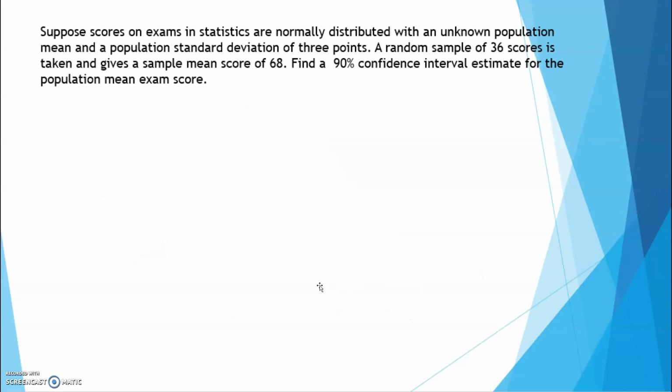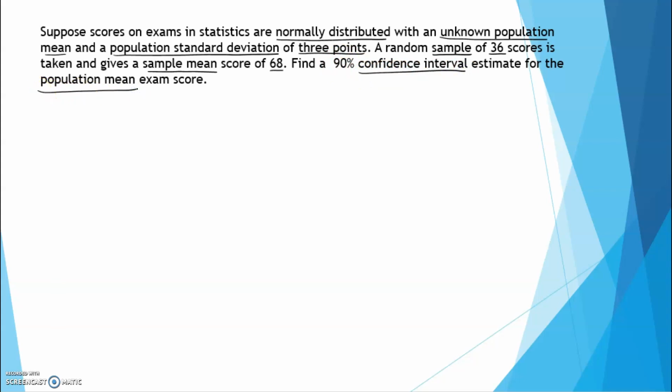Suppose scores on exams in statistics are normally distributed with an unknown population mean and a population standard deviation of 3 points. A random sample of 36 is taken and gives a sample mean of 68. Find a 90% confidence interval estimate for the population mean.